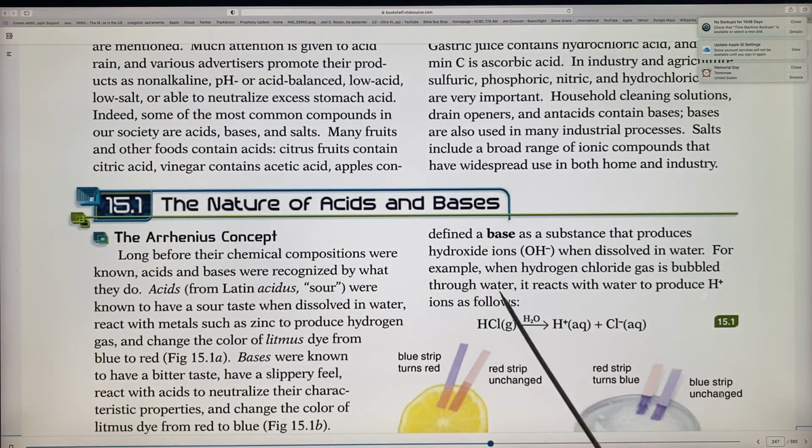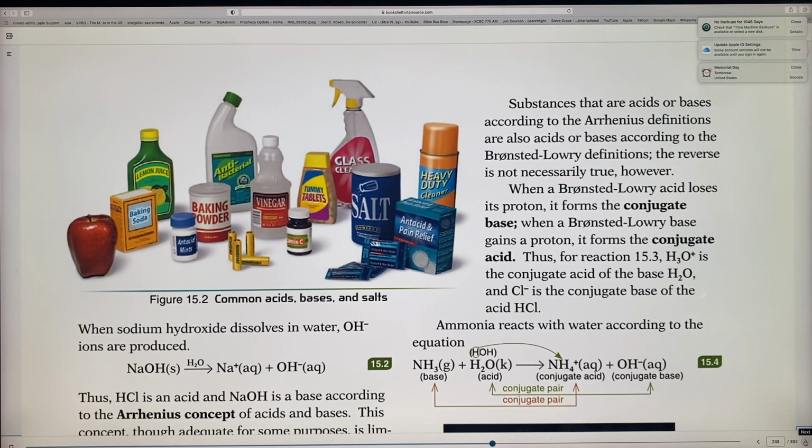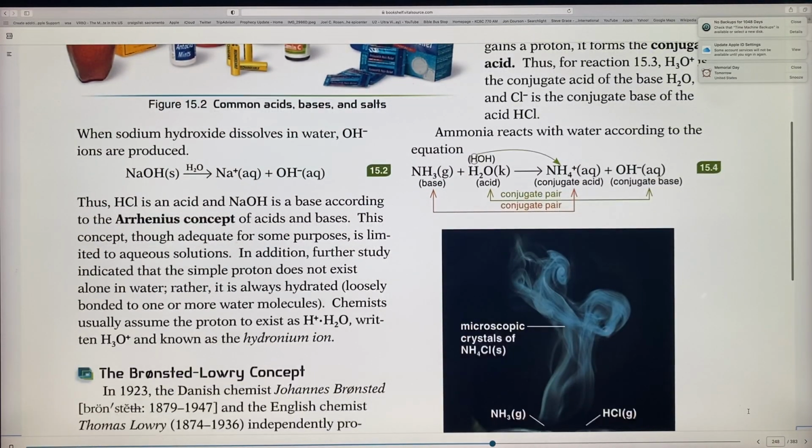Here's the acid. When an acid is bubbled through the water, it reacts. Here's hydrochloric acid. Going through the water, it changes, and you get hydrogen and chloride, and chlorine, I should say. Hydrogen and chlorine are ions, and you'll get the hydrogen ion. That's what Arrhenius says causes it to be an acid. And again, OH causes it to be a base. So let's go on here.